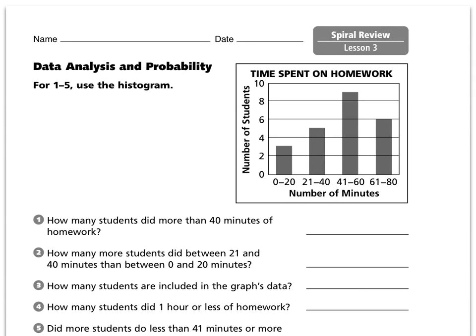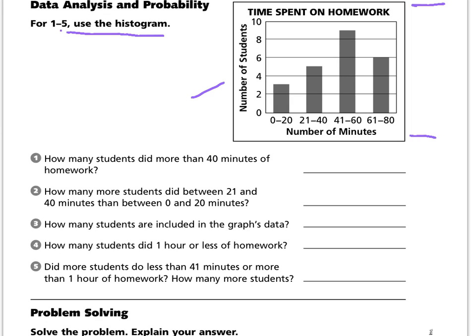Let's look at Chapter 14, Lesson 3 Review. Looking at this, we're going to use the histogram to figure out problems 1 through 5. I know that it's going to be time spent on homework for the title, number of students on the y-axis, and number of minutes they spent on the x-axis.